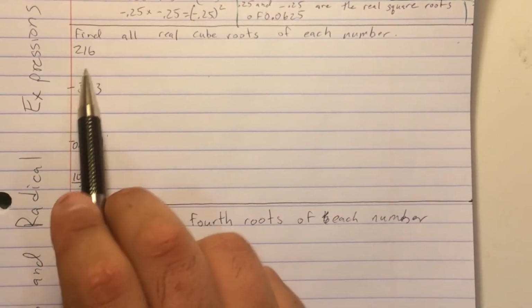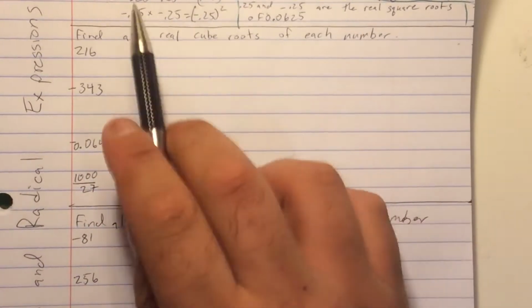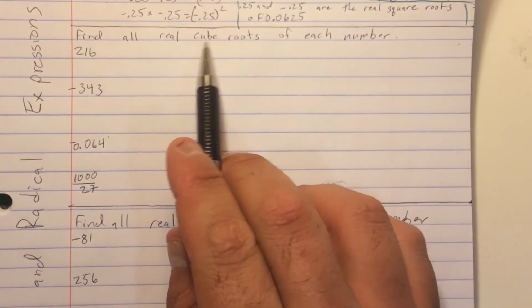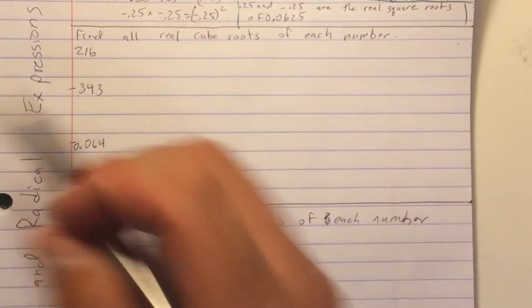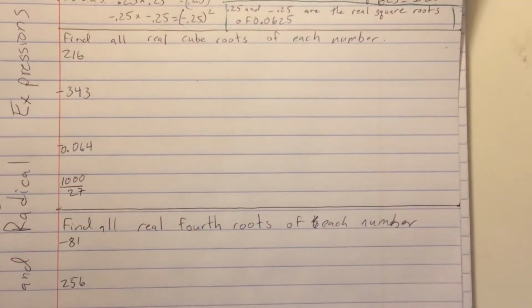And in this one, we're going to find all real cube roots of each number. Last time we were looking for all the real square roots. Now we're looking for all the real cube roots of each of the numbers. So we look at our first one here. We have 216. Lucky for us, we did a cheat sheet.